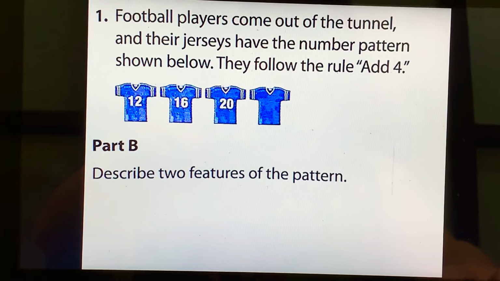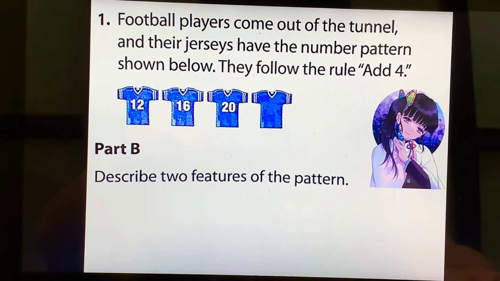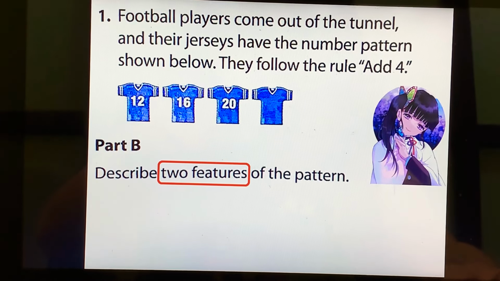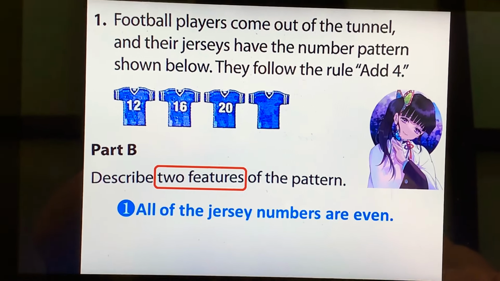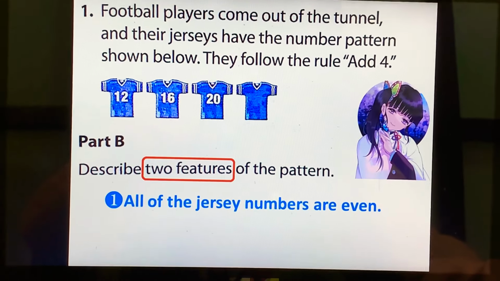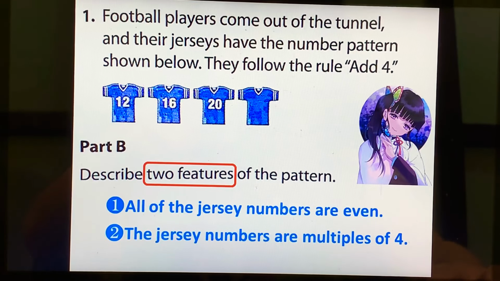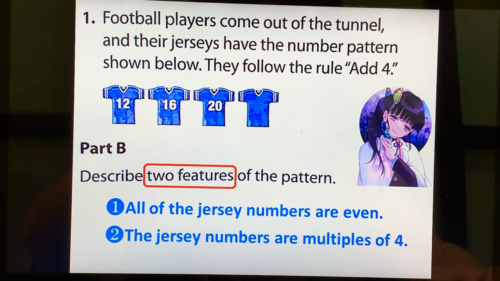Part B. Describe 2 features of the pattern. 请描述这个 pattern 的2个特征。1. All of the jersey numbers are even. 2. The jersey numbers are multiples of 4.